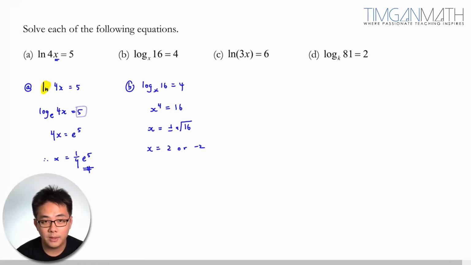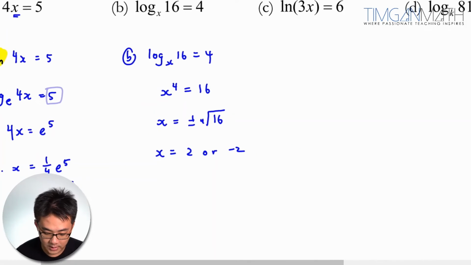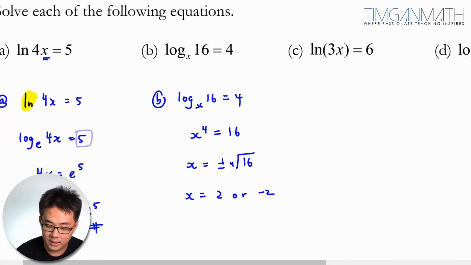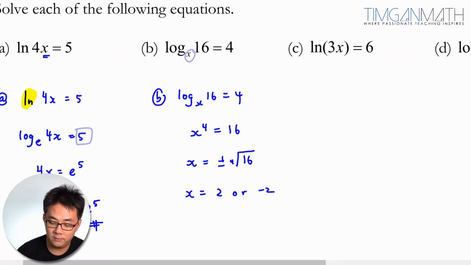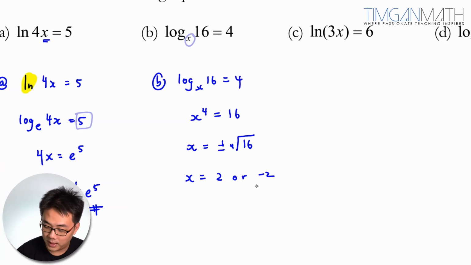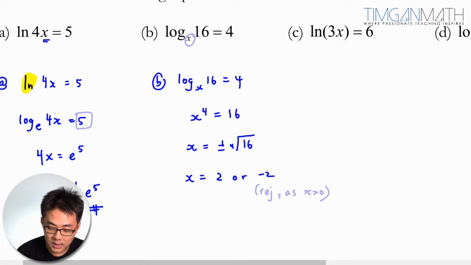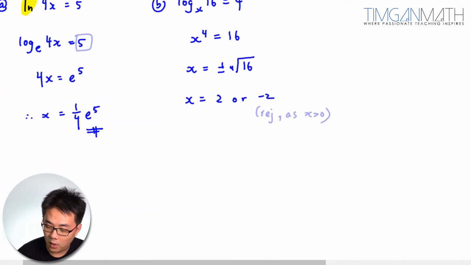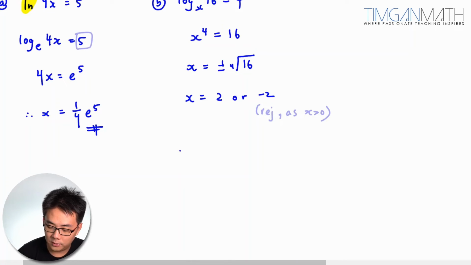The problem with negative 2 is that you cannot have a negative base. x has to be positive, so the base that we have is all in positive form. In other words, you reject this, as x has to be positive. So in this case, x equals 2.